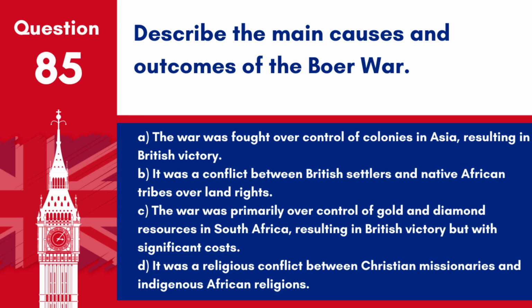Answer C. The war was primarily over control of gold and diamond resources in South Africa, resulting in British victory, but with significant costs. The Boer War, 1899 to 1902, highlighted the challenges of empire and led to the eventual formation of the Union of South Africa.